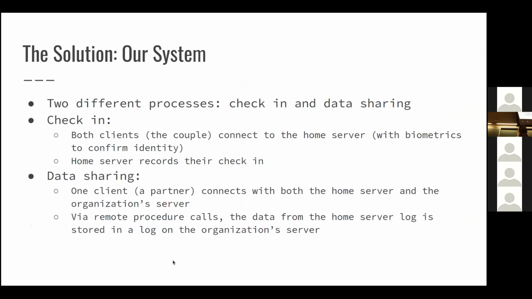So there are going to be two different processes within our solution: a check-in and a data sharing process. For check-in, both clients, which is the couple, connect to their home server, and they can use biometrics to confirm their identities. Then the home server, the Raspberry Pi at their house, is going to record their check-in. The next process is data sharing. One of the partners can connect with both the home server and the organization server. We'll go into two use cases where you'll see the organization present. This is done via remote procedure calls, and so it gets the information.